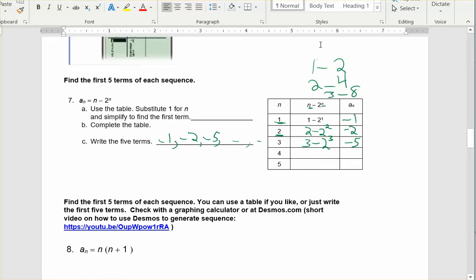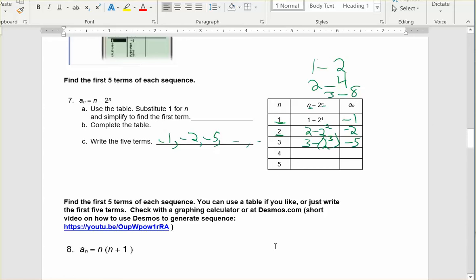Make sure that when you do this, you're doing the power part first before you're taking the number minus that power. You would not do 3 minus 2 and get 1 to the third power. You'd have to do the power part first and then take the first number minus that.